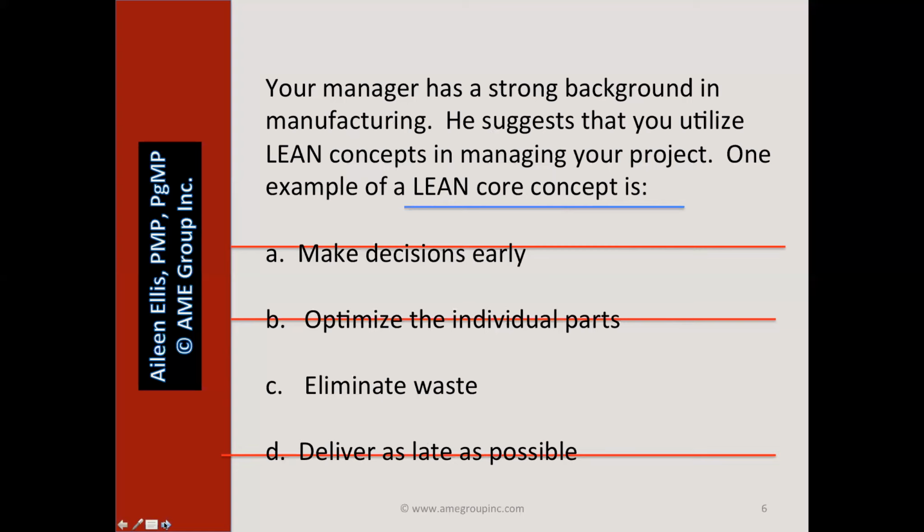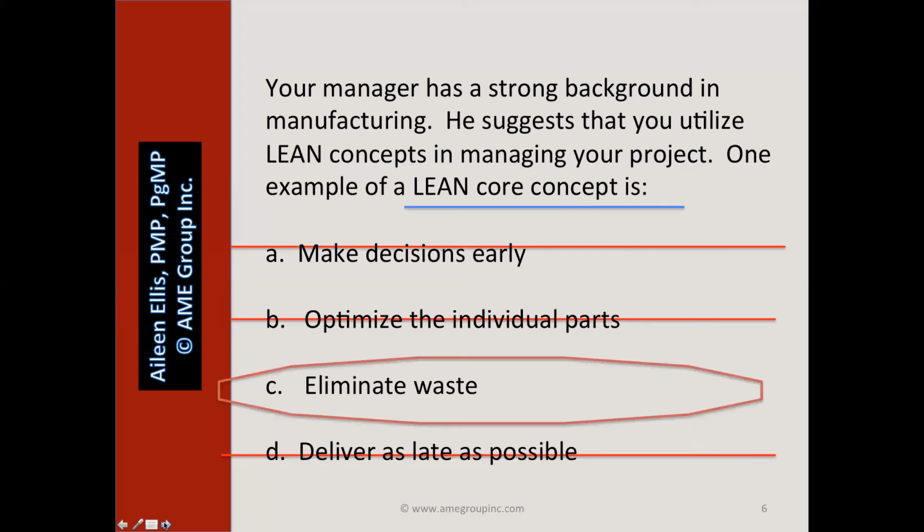D, deliver as late as possible. I don't like the phrase late or the word late. When I think of lean, I think deliver as early as possible, or often we hear the phrase deliver fast. We deliver fast so as to recoup our return on investment as early as possible. C here, eliminate waste would be the best answer. A core concept or idea of lean, eliminate waste, or you might say maximize customer value by eliminating waste.